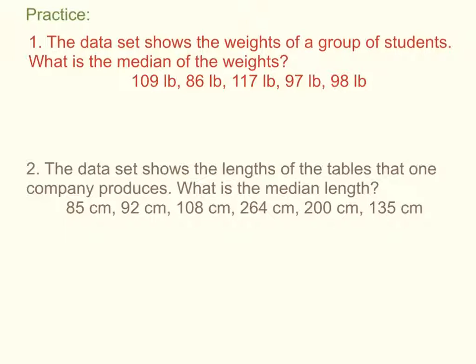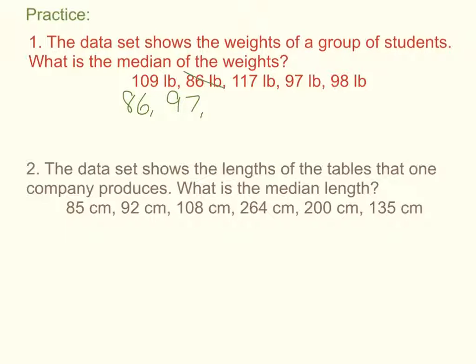Now that you've had some time to do the problem yourself, let's go over it and see what we get. Number 1 says, the data set shows the weights of a group of students. What is the median of the weights? 109 pounds, 86 pounds, 117 pounds, 97 pounds, and 98 pounds. Remember, the most important thing about these problems is that we order them from least to greatest. So least to greatest would read 86 pounds, and cross it off so you know that you used it.